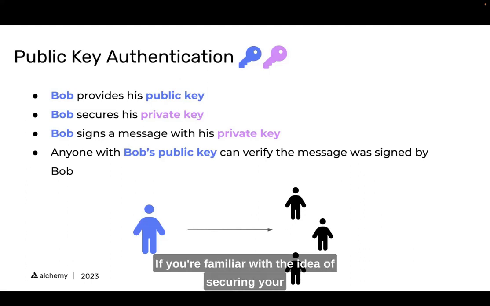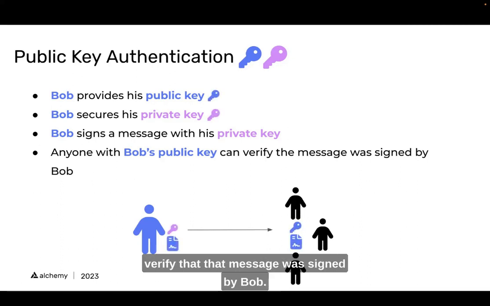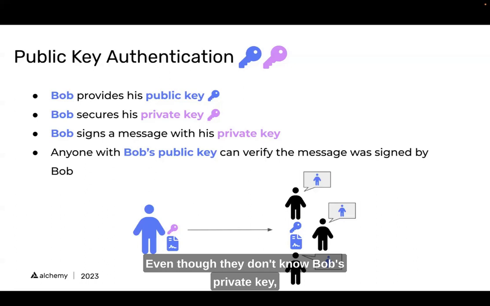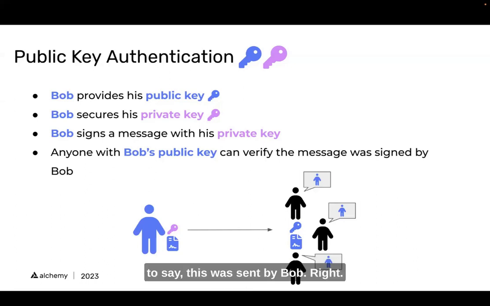If you're familiar with the idea of securing your private key, you may have used a wallet, a hardware wallet, where at the end of the day, the wallet's job is to secure your private key. Bob signs a message with his private key, and anyone out there in the network or in the world can verify that that message was signed by Bob. So all 3 of these people can see the message, even though they don't know Bob's private key. They know Bob's public key, which allows them to say, this was sent by Bob, right?